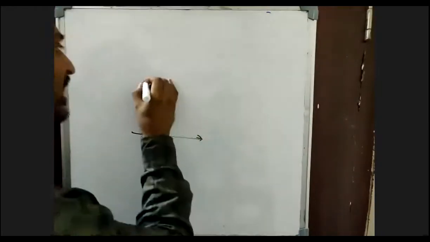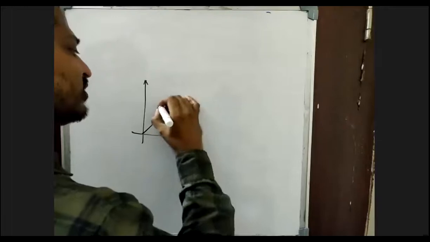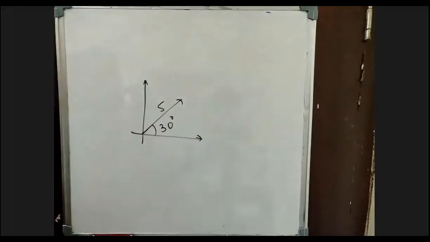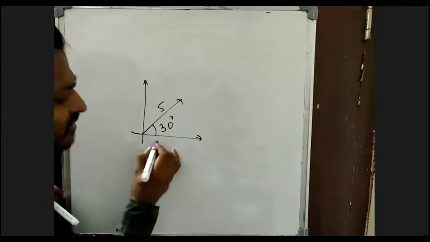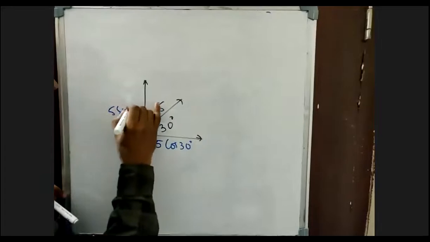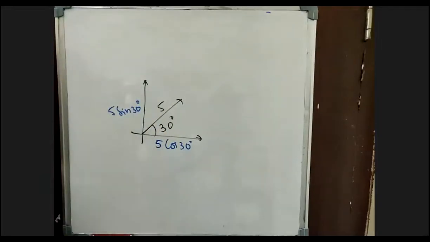So let me revise what I told you right now. I'm revising it faster. If I have given you a vector of, say for example, 5 units, and this is making an angle of 30 degrees, write its x-axis and y-axis components. The x-axis component will become 5 into cos 30 and the y-axis component will become 5 into sin 30. Is it clear for everyone?